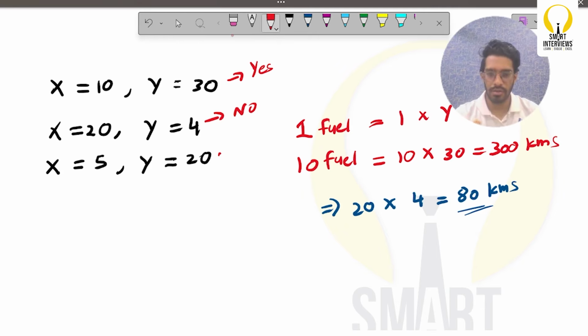Can you guys also quickly tell me what would be the answer for this example? As it is very straightforward, you will simply do 5 into 20, which is basically 100. That means that you can easily travel 100 kilometers. I hope everybody is clear with the problem statement, and I hope everybody is also clear with the solution. So now let us move forward into coding up the solution.